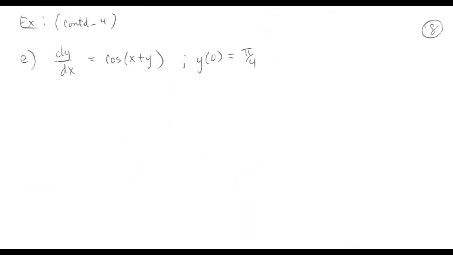Okay, so this is our next and final example, and we see here another initial value problem, where in this case we have dy over dx is equal to cosine of x plus y. Of course, this looks like it could be a u-substitution candidate, and we're going to let u equal x plus y.